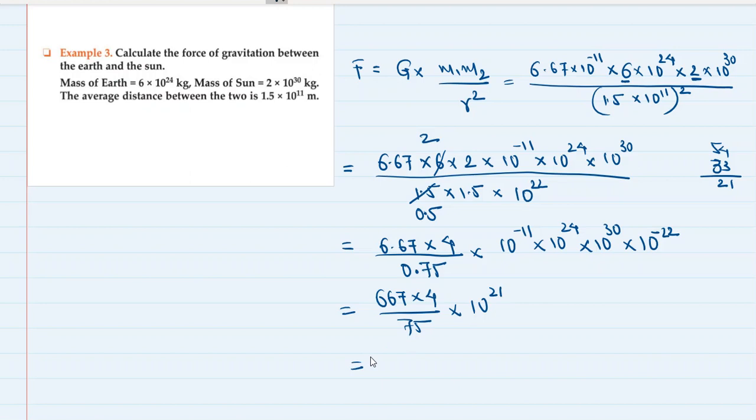Okay, so the answer should be 35.57 into 10 raised to 21 Newton, which is a huge force. Why is this force so large? 10 raised to 21 means what? 3557 and in front of it 19 zeros. That means it's a huge force between Earth and Sun because these bodies have huge masses.